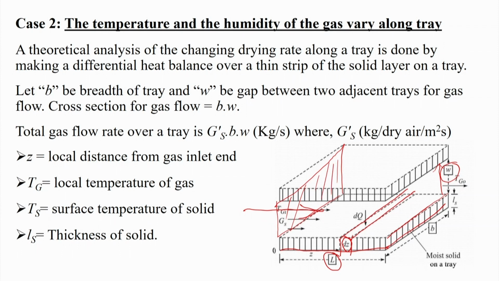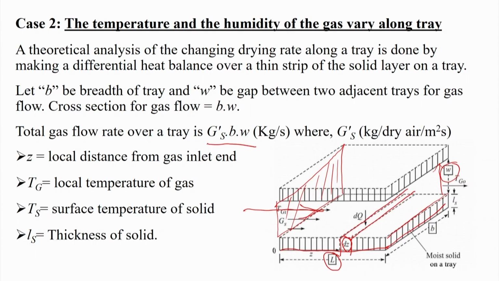And the total gas flow rate over a tray will be Gs' into B into W, where Gs' is in kg moisture per kg dry air, or we can say the gas flow rate, and Z is the local distance in the L direction, and Tg is the local temperature of the gas at any place.